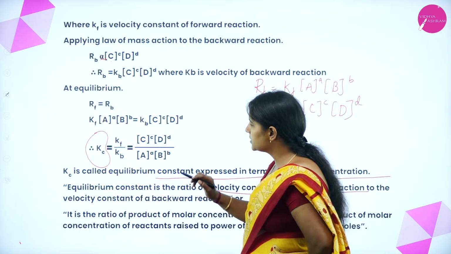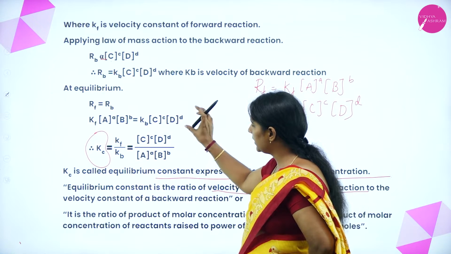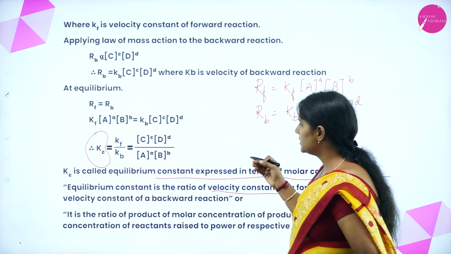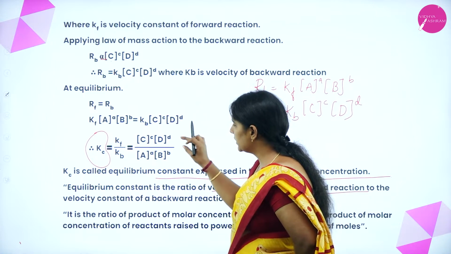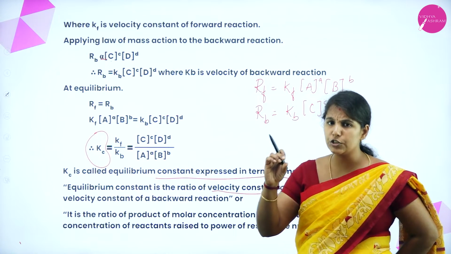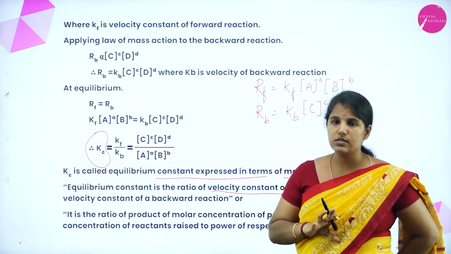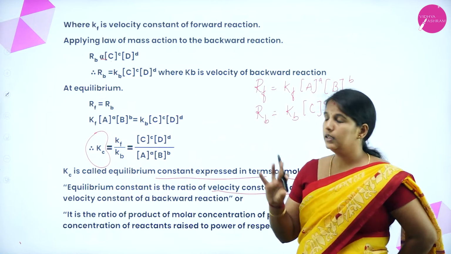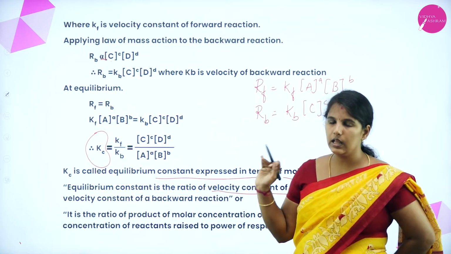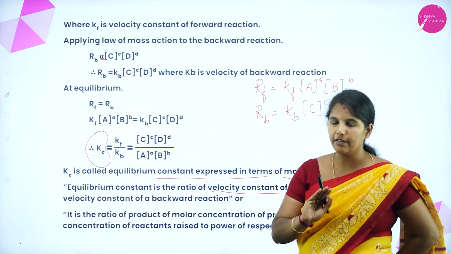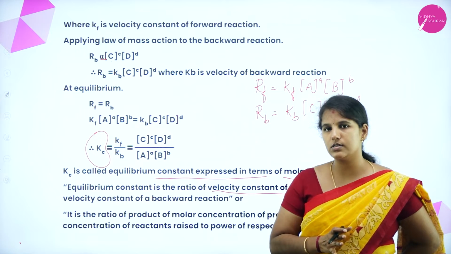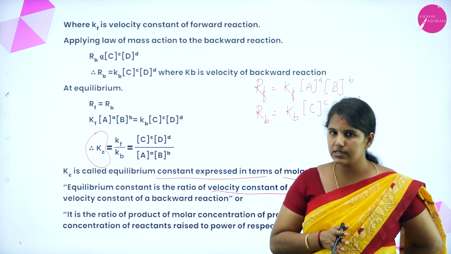So, the equilibrium constant is nothing but the ratio of the molar concentration of the product divided by the molar concentration of the reactant. This is how the equilibrium constant Kc can be derived by taking a reversible reaction. So, hope you understood this derivation.